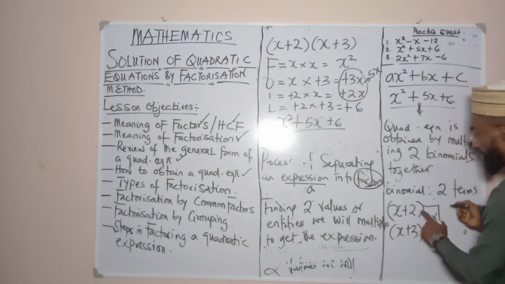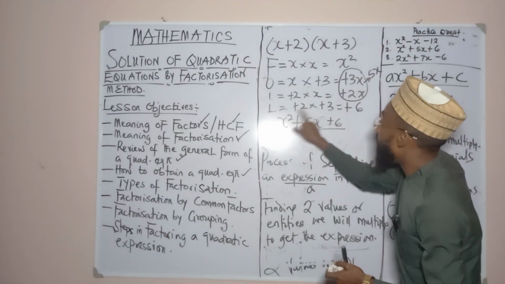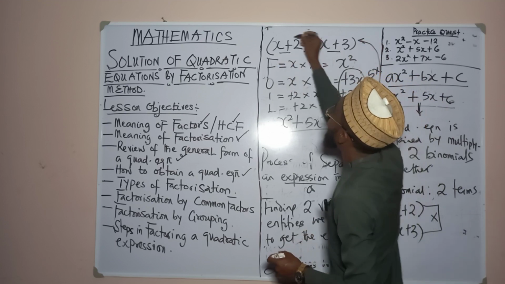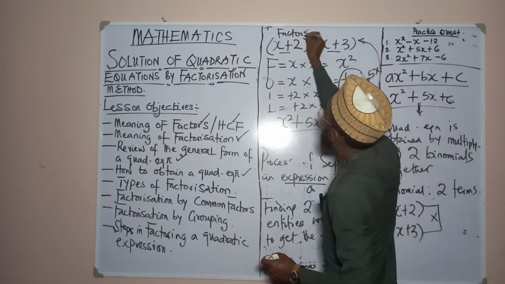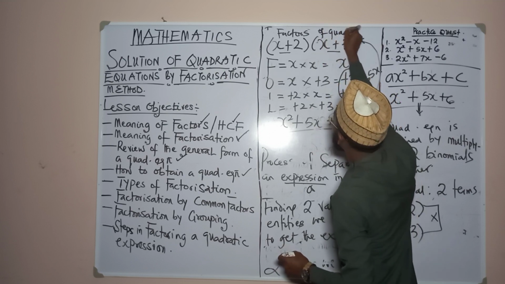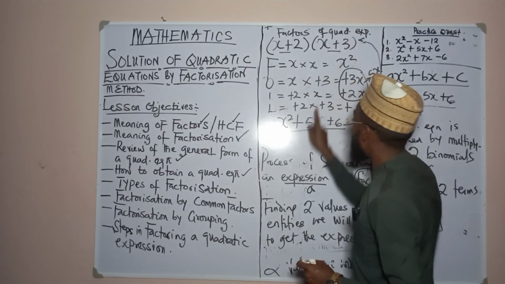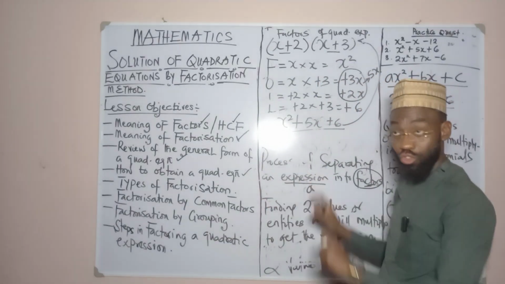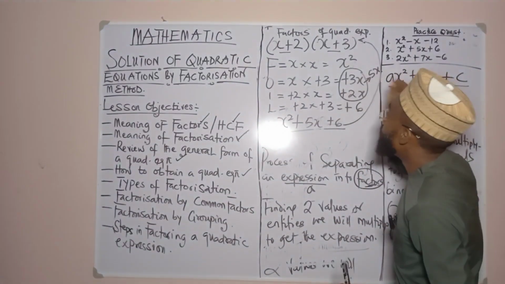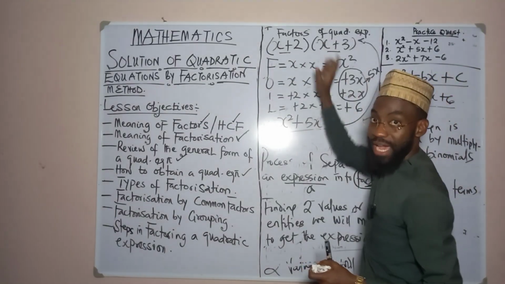I know so many persons have been wondering, I already knew that these are going to give me the factors. But now our job is, when we are given this, how do we get back this? Because we refer to these as the factors of this quadratic expression. Now, our job is how to get this when we are given this. And that is exactly what we are going to dwell on today. But I've tried to establish a fact here. And what is that fact? If you want to obtain a quadratic expression, you must multiply two binomials.